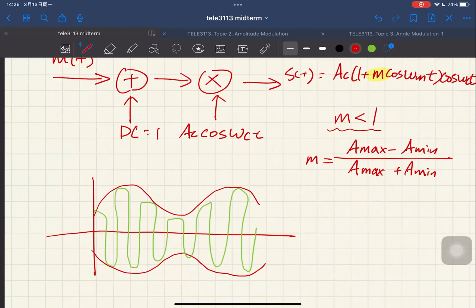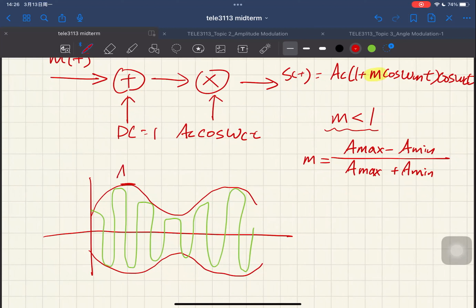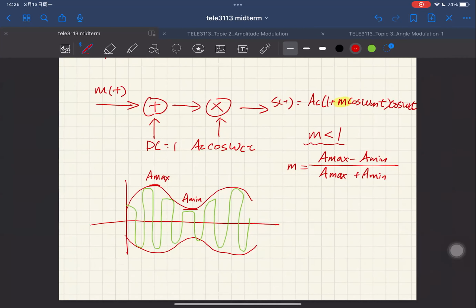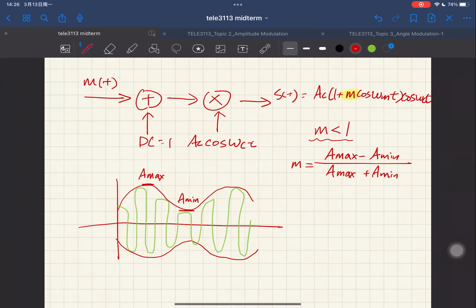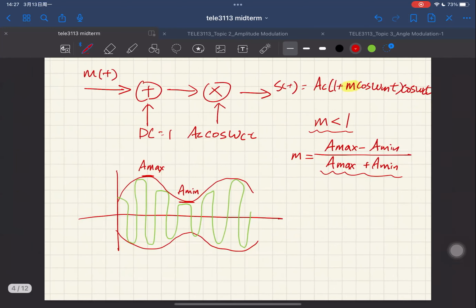If you look at the diagram here, A_max is the peak of your envelope, and A_min is the trough of the envelope. This is the case where your envelope is successfully formed. Your A_max and A_min are both positive. When you subtract two positive numbers, A_max is definitely greater than A_min, so the result is a positive value, but definitely smaller than the sum of the two values. That makes sense, because m in this case will be smaller than one.